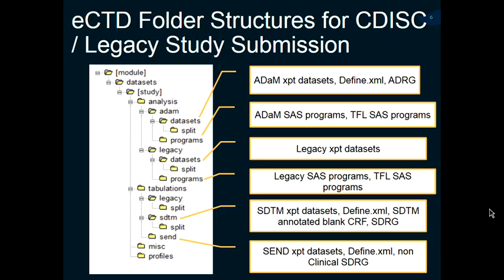Before we go into the FDA submission process, let's see what the biometric department prepares as submission data. If you submit legacy data, you have to prepare legacy SAS XPT datasets and legacy SAS programs and also TFL SAS programs. If you do a SEND submission, you have to prepare SEND SAS datasets in XPT, Define.xml, and the non-clinical SDRG. From the SDTM perspective, you have to prepare SDTM XPT datasets, Define.xml, the SDTM annotated blank CRF, and the study data reviewer's guide. For ADaM datasets, we have to prepare ADaM XPT datasets, Define.xml, and the ADRG. It also needs to include ADaM SAS programs and some efficacy TFL SAS programs as well.